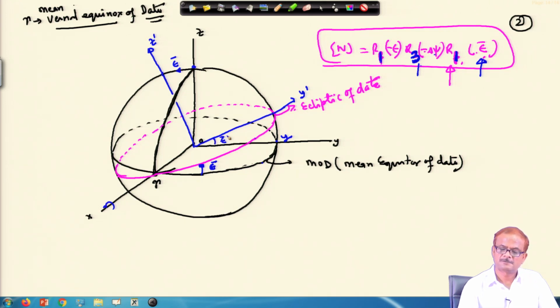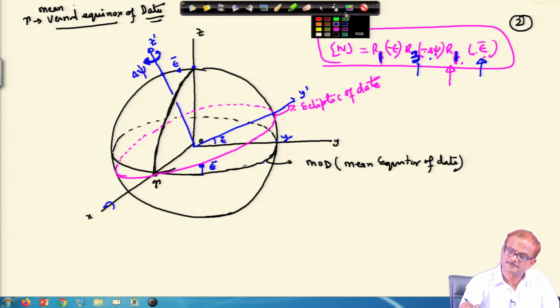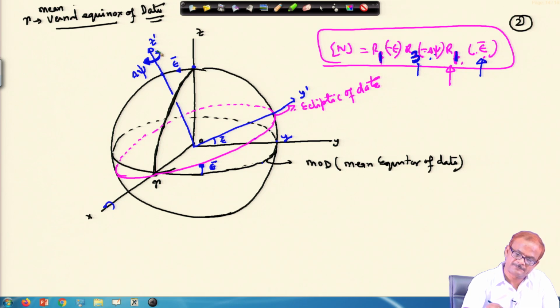epsilon bar. The next rotation we give about the z axis by minus delta psi. So, that means what has been shown here. So, you have to rotate by minus delta psi, means by delta psi you are giving rotation in this direction, negative. Okay, this is a negative direction, you can see it is going over the blue line.